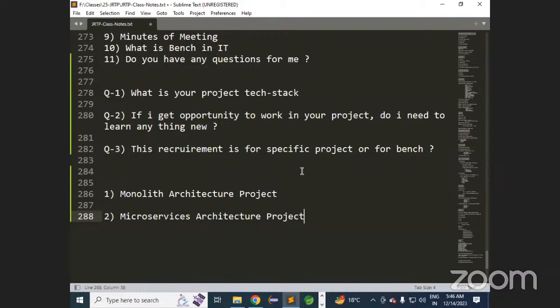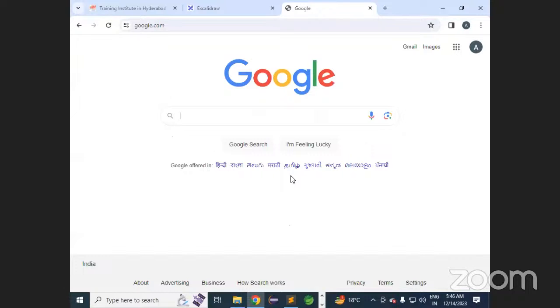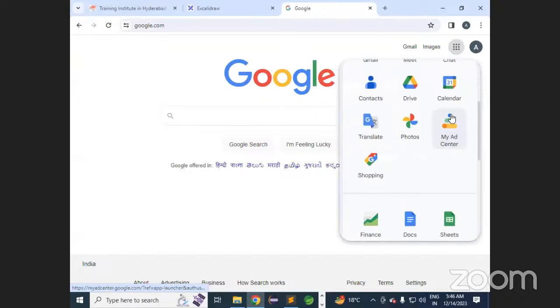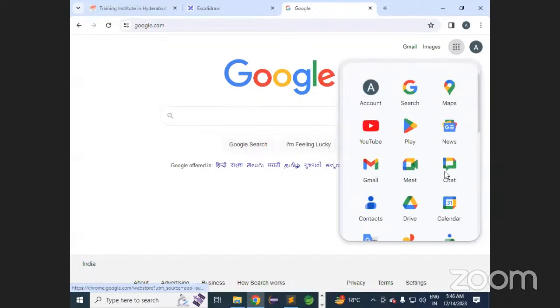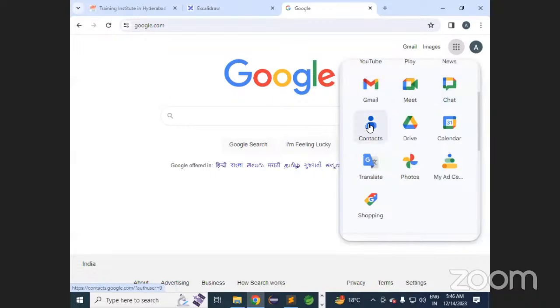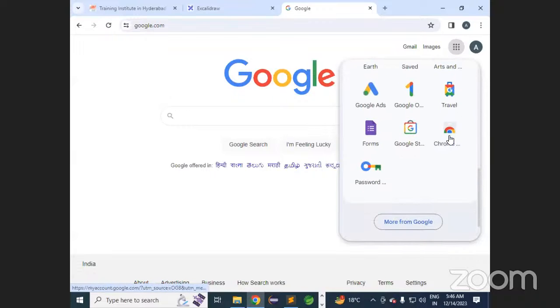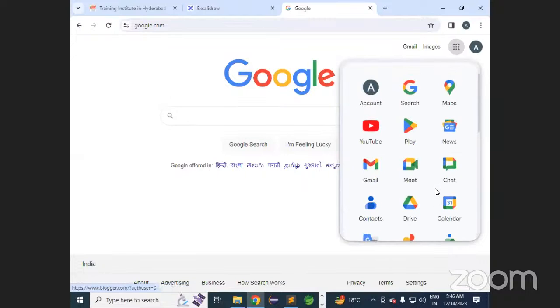Google Maps is there. Gmail is available. Google Drive is available. Google Meet is there. See how many projects are there in Google. You click this icon. See here: Google Account, Google Search, Google Maps, YouTube, Play Store, News, Gmail, Meet, Chat, Contacts, Drive. These all are projects. If I develop all these projects in one project, all functionalities in one project, can Google handle that load?